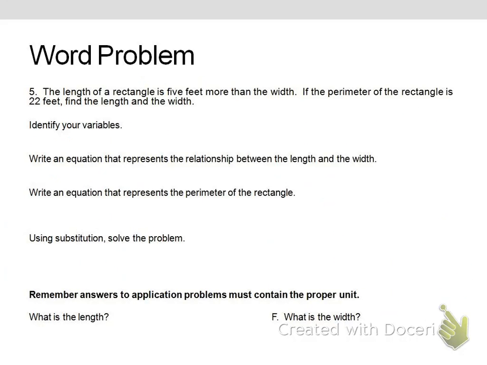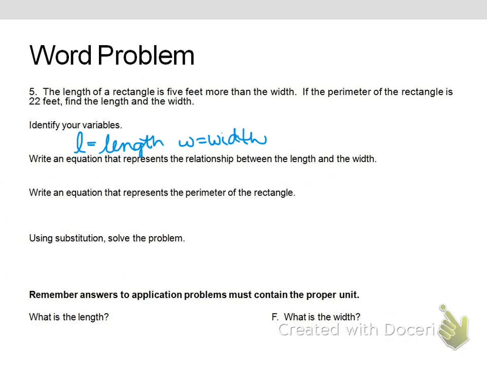Okay, what are our 2 variables? L and W. When I write an L, what kind of L does it have to be? It has to be cursive. Otherwise, what does it look like? It looks like a 1. Okay, so L is length and W is width.